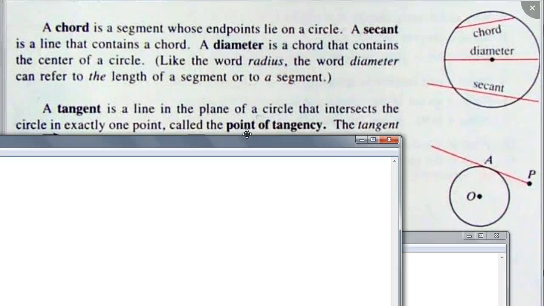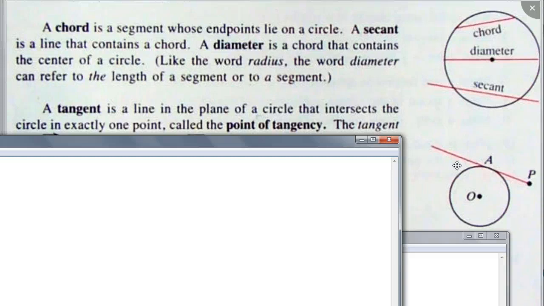And this point A, you see this point. Imagine that A is the only point this line hits. It looks like it's hitting more than one point, but it's not. So that point A is called the point of tangency, and it makes sense why it's called that, because AP is a tangent and A is the point of tangency for this tangent line. Does this make sense?